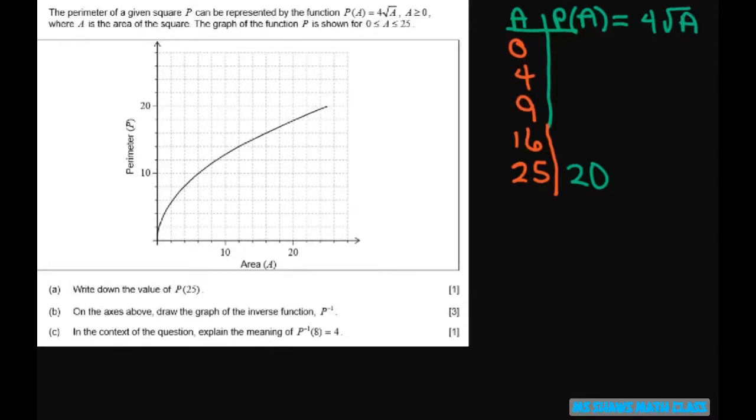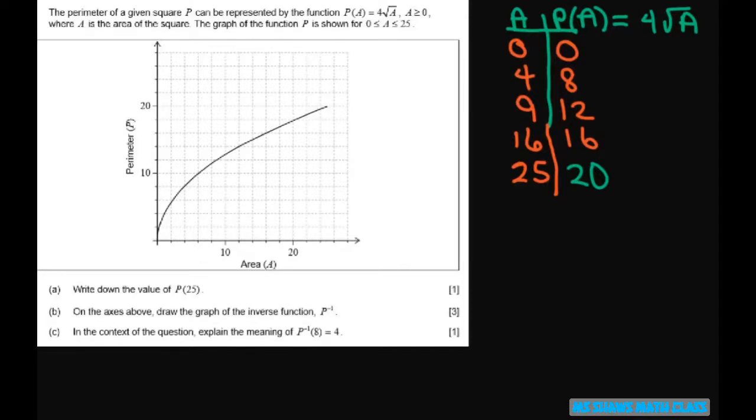So let's solve all that. You plug in 0, you get 4 times 0, it's 0. When you plug in 4, the square root of 4 is 2, so 2 times 4 is 8. Plug in 9, that's going to be 3 times 4 is 12. And square root of 16 is 4, so 16. It keeps going up by 4. So basically, that's how it's going.